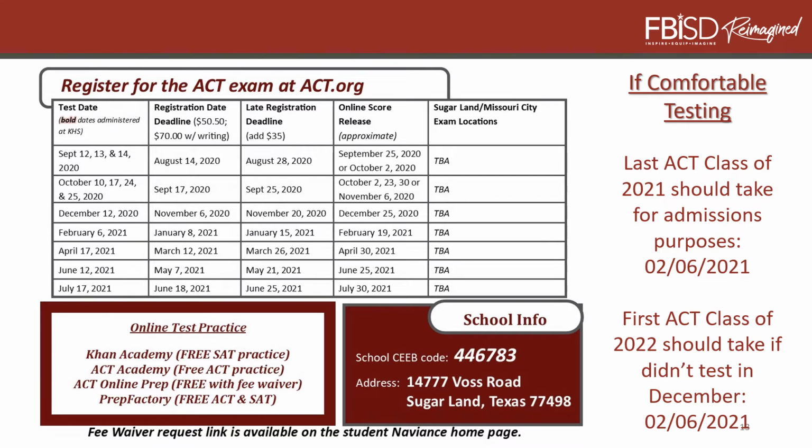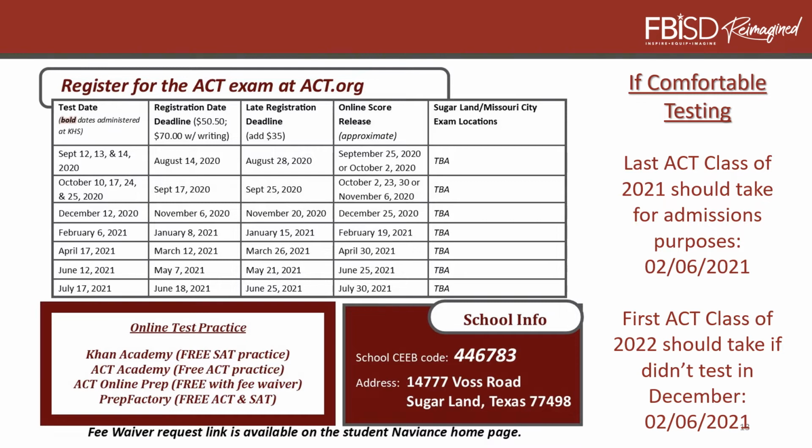If you are comfortable testing, again, you do not have to take the SAT or ACT if you are not comfortable due to the COVID-19 pandemic. Many of the colleges are test optional and will remain that way. If you are comfortable testing and you are a class of 21 student, the last test date for the ACT that you should be focusing on is the February 6th test date. The April test date is a little late in the admissions process, so the February 6th test date will be the next one that you need to take.